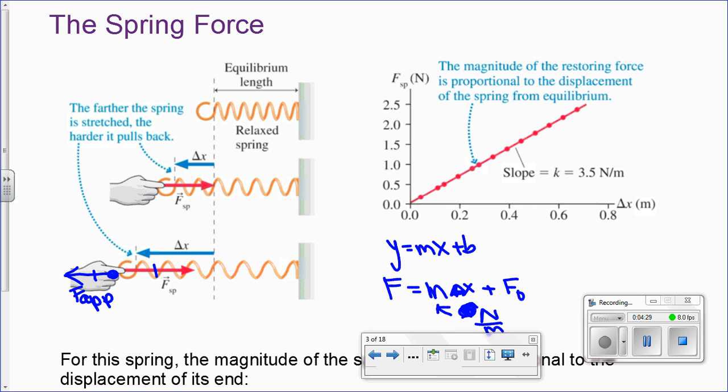Let's think about what that means. What does this spring constant truly mean? We usually call it K, but it could be called anything. Let's make the easiest case of 1 meter. If our slope was just 1, then for every 1 meter, it would take 1 newton to stretch it. In this case, for every 1 meter, it's going to take 3.5 newtons to get it to stretch that 1 meter.